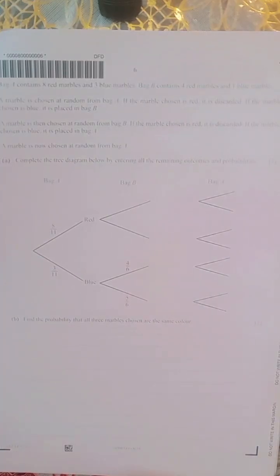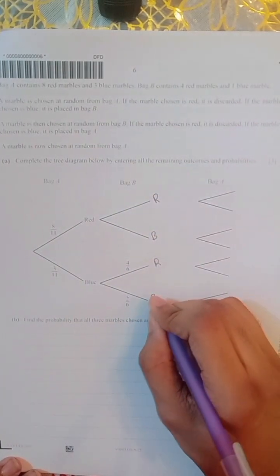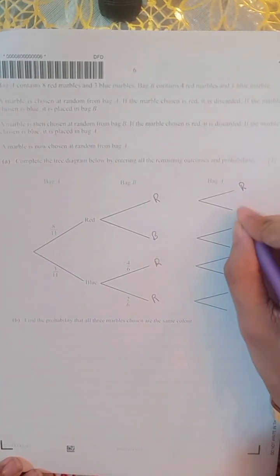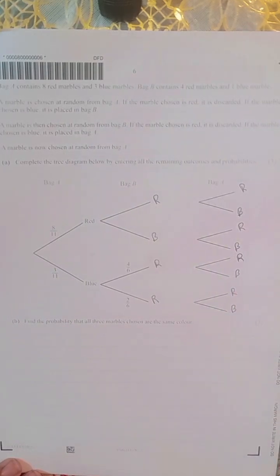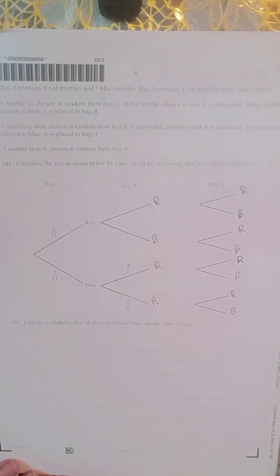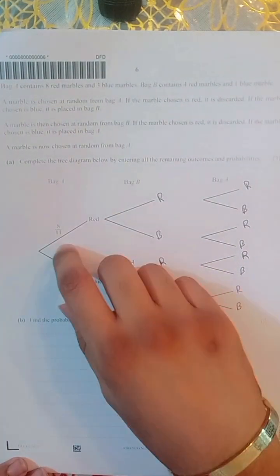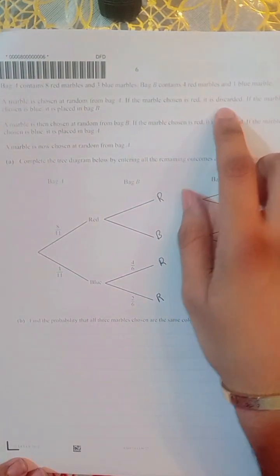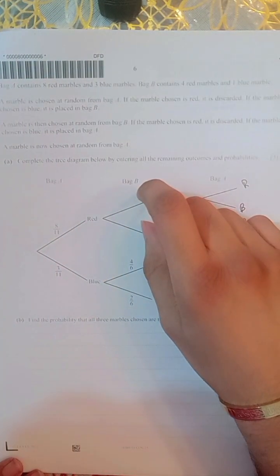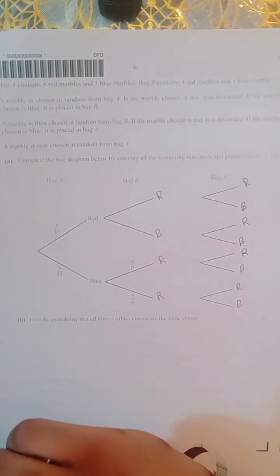So let me just write this as RB, because there's only two options. It can be either red or blue. So let's keep writing red and blue. For example, from bag A you get red, and it says if the marble chosen is red, it is discarded. So that means the number of red will decrease.